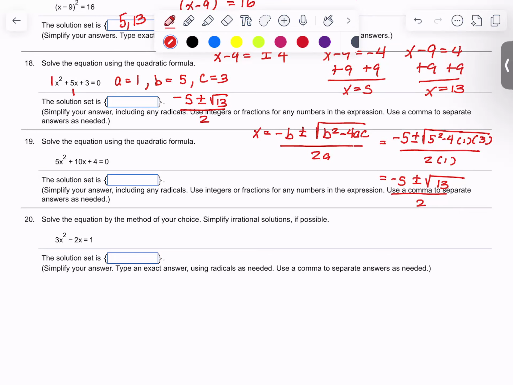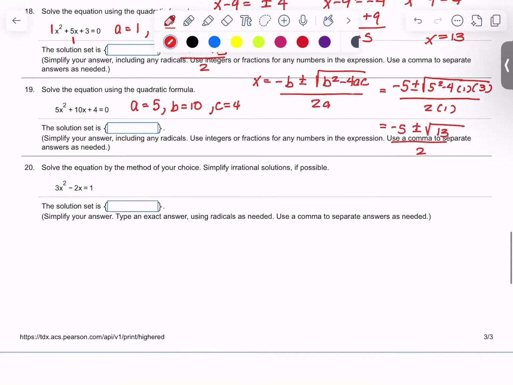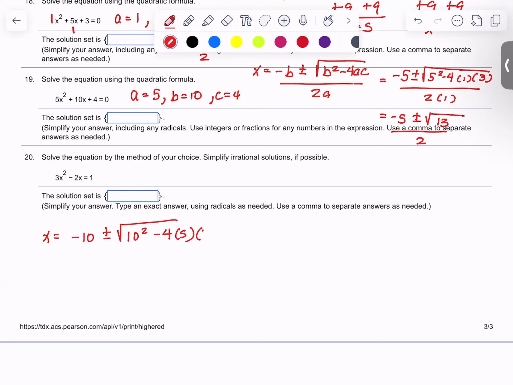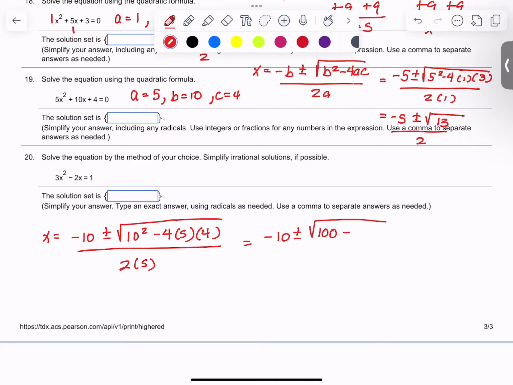19, use the quadratic formula. So a is 5, b is 10, c is 4. I'm going to write it down here. X is minus 10 plus or minus the square root of 10 squared minus 4 times 5 times 4, all over 2 times 5. So that's minus 10 plus or minus the square root of 100 minus 80 over 10.